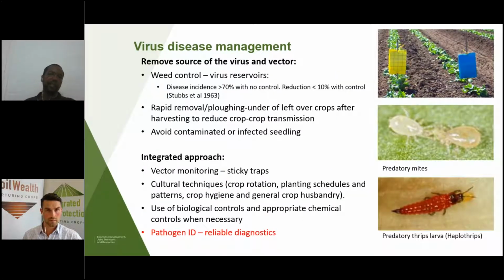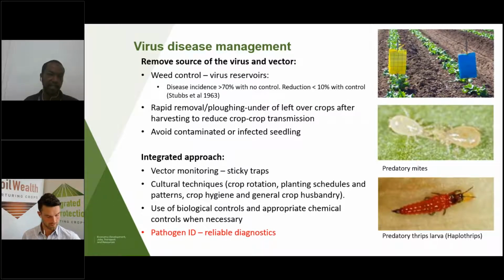Next, I'm going to touch on virus disease management, and generally all these viruses have similar management criteria. One of the most important things is to remove the source of the virus and the vector. So it's very important for you to control weeds. As you have seen through all the viruses, weeds are the most important reservoir or alternative host for the viruses.